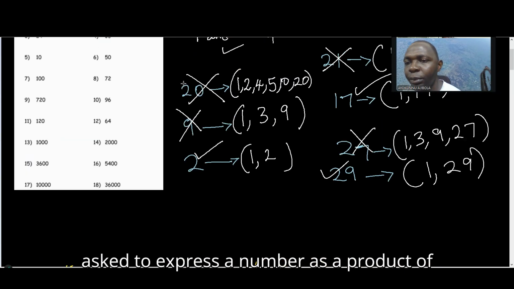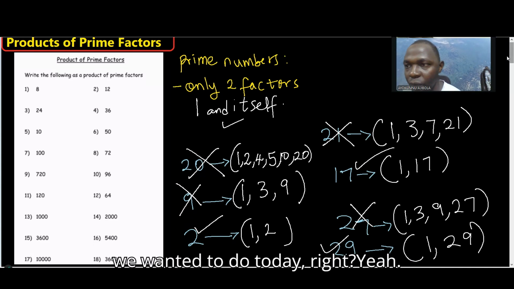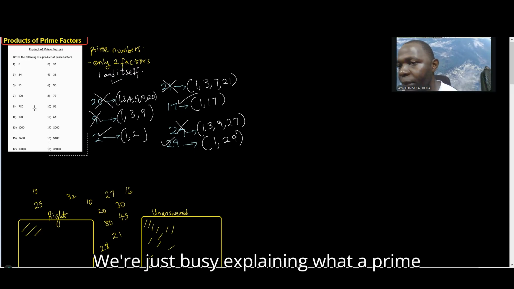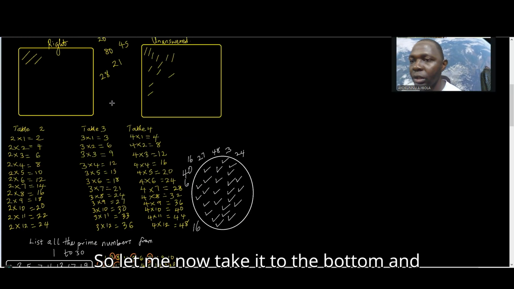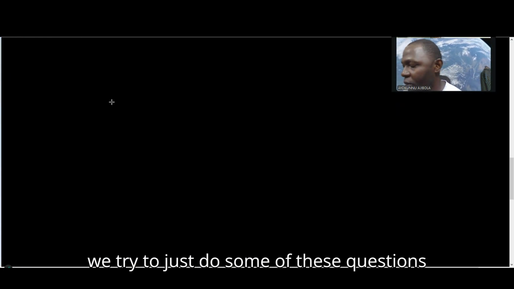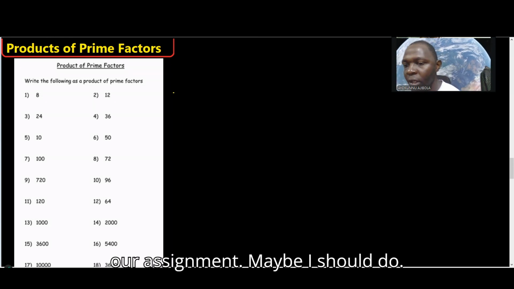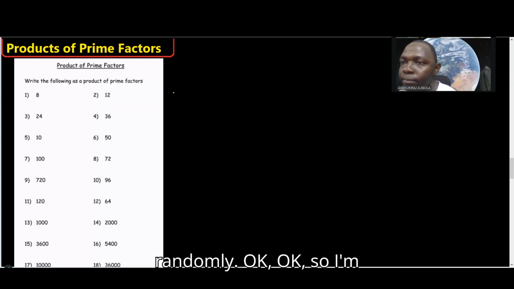Whenever you are asked to express a number as a product of its prime, that's what I said we wanted to do today, right? Okay, so we've not even done it. We're just busy explaining what a prime number is and what a prime number is not. So let me now take it to the bottom and we try to do some of these questions while I give you the remaining ones to do as assignment. Maybe I should pick them randomly.